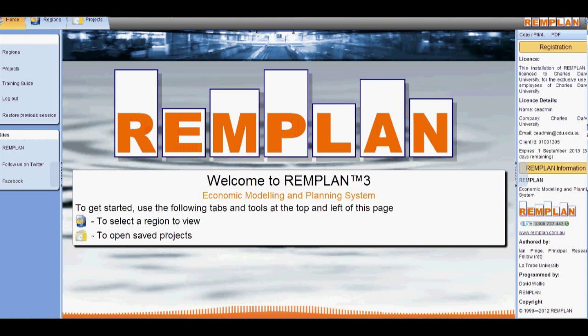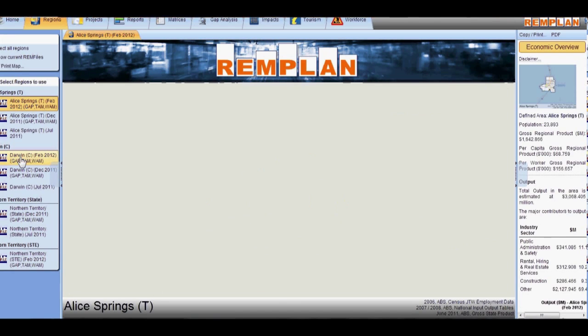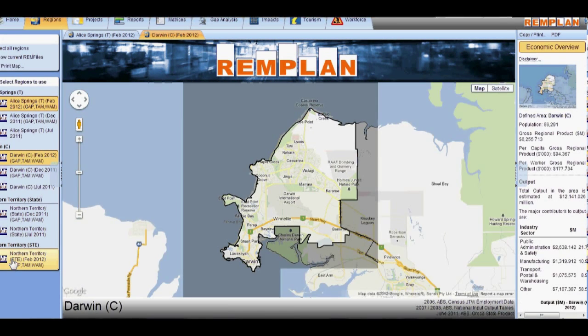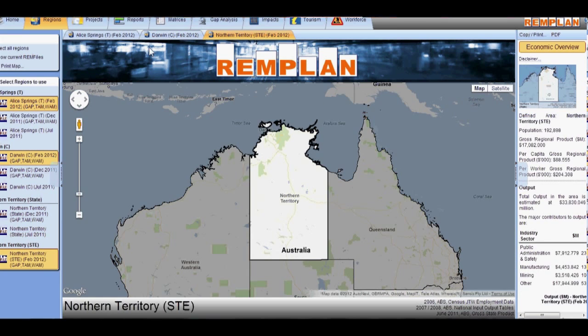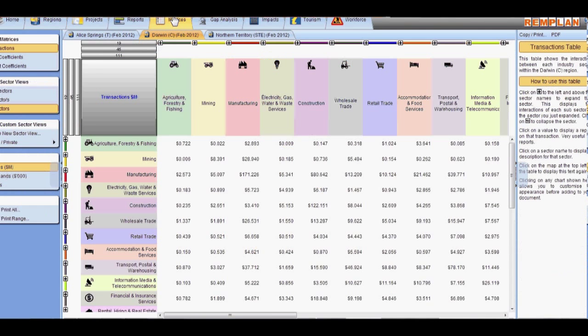Now, we might just cross over to REMPLAN and have a look at that. So I'm already logged in here. Once again, the web address is remplanlogin.com.au. I'm already logged in, and yes, you'll have access to datasets for Alice Springs, Darwin, and the Northern Territory. I've selected the dataset for Darwin. Let's have a look at the matrix.